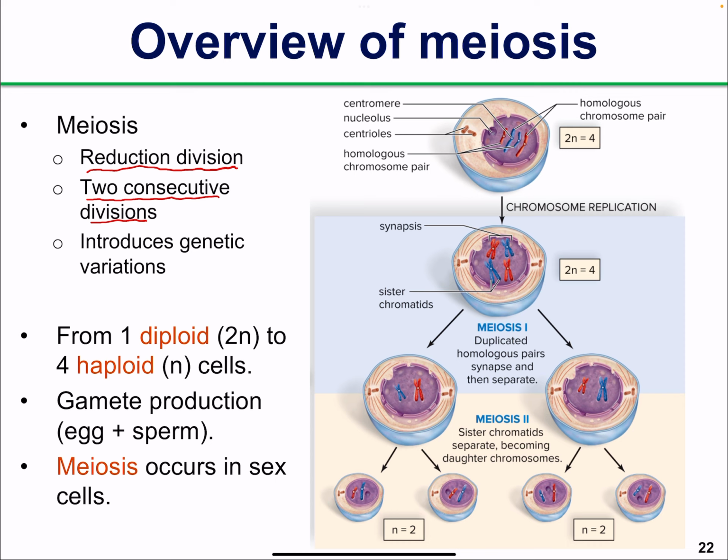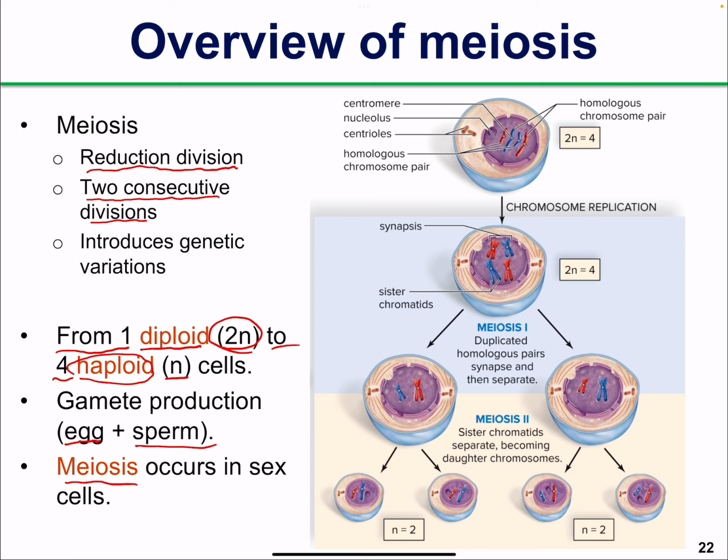So, again, in meiosis, we are going from a parent cell that is diploid, so it contains 2n number of chromosomes, to 4 daughter cells that are haploid, so they contain n number of chromosomes. These cells are called gametes. They are also called reproductive cells or sex cells. In the female, the cells are called eggs, while in males, the cells are called sperms. So meiosis occurs in sex cells.